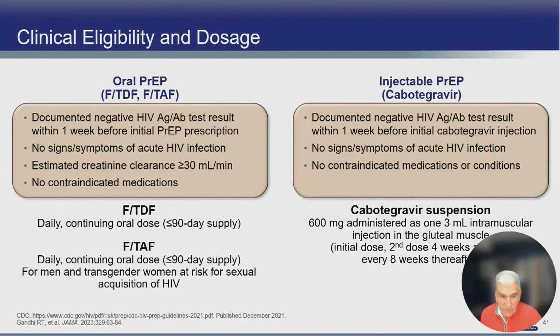For FTC/TDF and FTC/TAF, the clinical eligibility requirements are a documented negative HIV antigen-antibody test within a week before, no signs or symptoms of acute HIV infection, very important to ask about that, a creatinine clearance of greater than 30, and no contraindicated medications. For cabotegravir PrEP, a documented negative HIV antibody test within 1 week before the initial injection, no signs or symptoms of acute HIV infection, and no contraindicated medications. In this one, the shot's going to be given as a 3 milliliter injection, and then 1 month later another one, and then every 8 weeks thereafter.